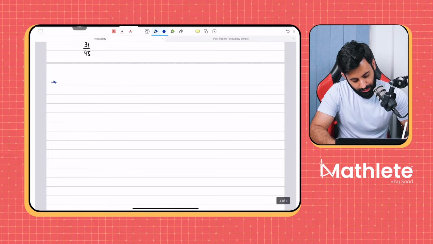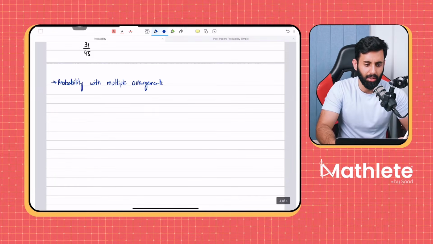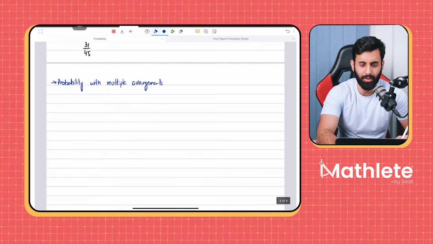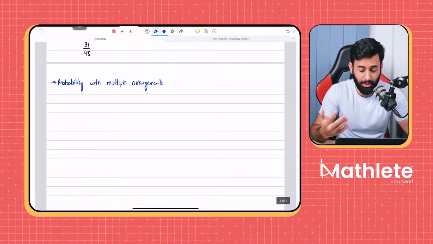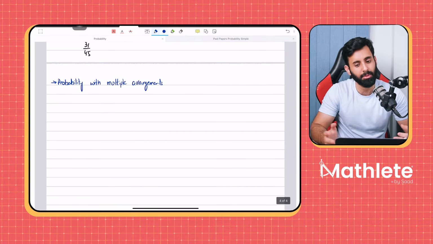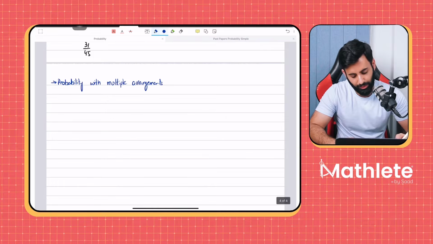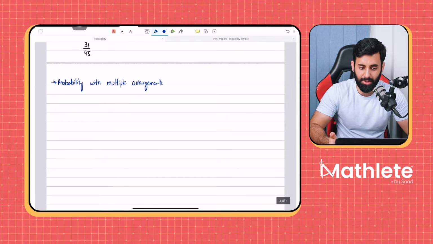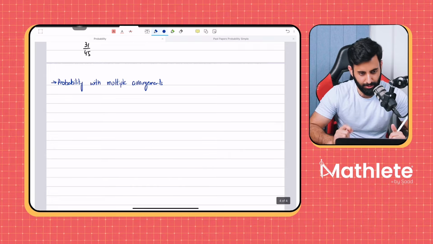All right? So that's what this concept is called, probability with multiple arrangements. And this can happen anywhere. Okay, this can happen in any probability question. Like for example, if the question says that one is red and the other is blue. Now these kinds of questions are not complicated. Why? Because we don't have a lot of arrangements to consider. It's just red blue or blue red. That's it. Okay, but what if we have multiple arrangements to consider? What do we do in that case? That's what we're going to see.